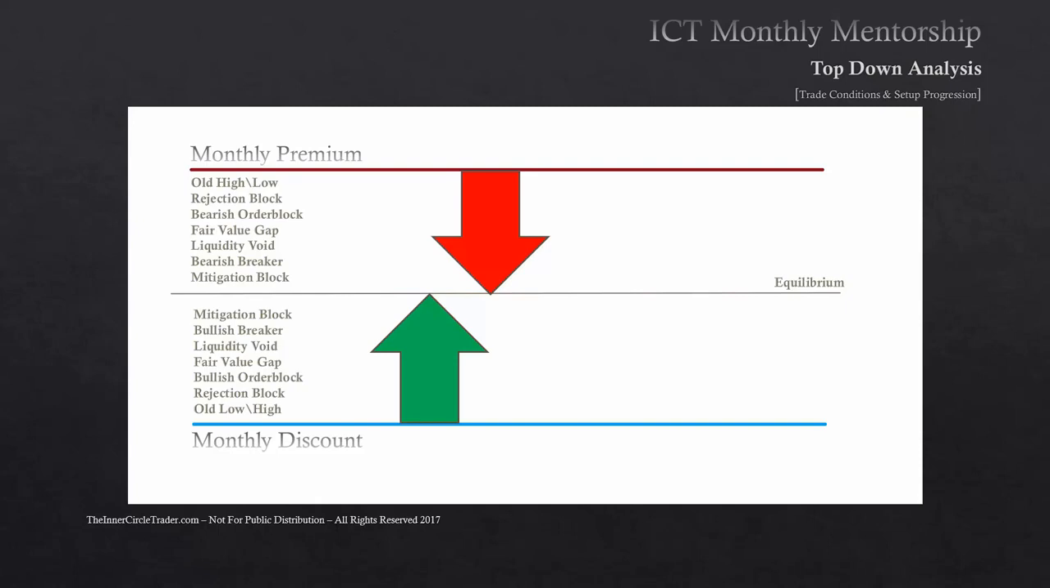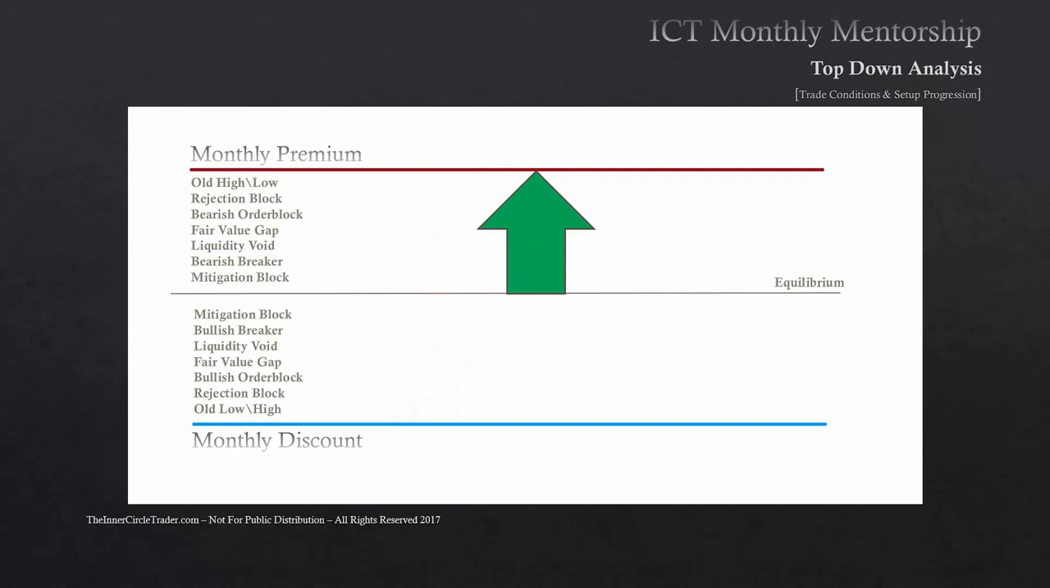When markets are in a premium, again, and if you're at equilibrium, you're going to be focusing on the market potentially moving up into one of these monthly PD arrays that possibly may be a shorting opportunity. When the market's at equilibrium, you can anticipate a market move down into a monthly discount, aiming for one of the PD arrays as an objective.